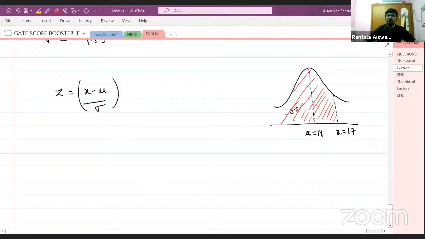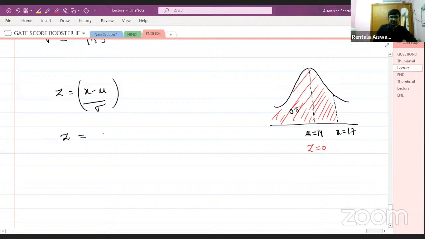Now you know the probability of completing the project within 14 days will be 0.5, right? If you want to complete the project within 17 days, definitely the probability value will be more. So from here, you have to find the value of z. To find the probability, first you have to find the value of z. After calculating the value of z, you can go to the normal distribution tables and identify the corresponding probability value. Can you tell what will be the z value?